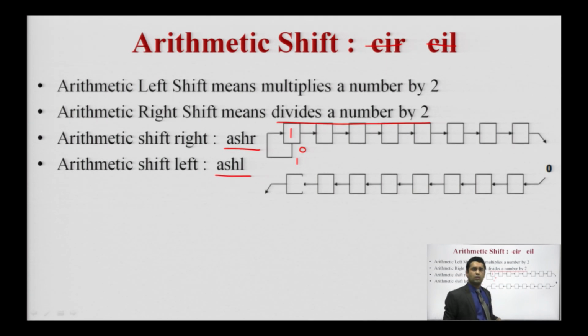When we are talking about the arithmetic shift left, in this case we are just adding 0. And the reason behind this is we are going to multiply by 2.